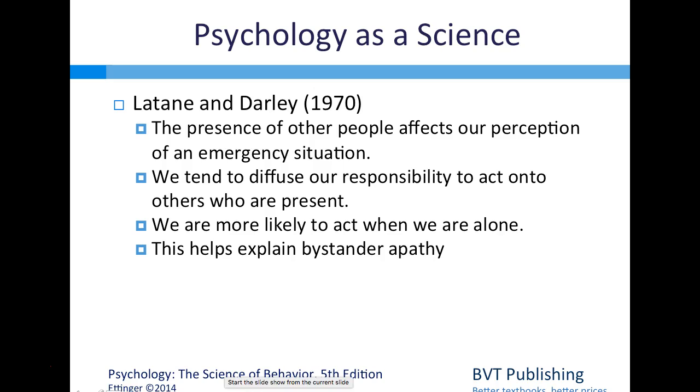It turns out from this research that the presence of other people affects our perception of an emergency situation, and we tend to diffuse our responsibility to act in an emergency to others who are present. So instead of more people meaning people will be more active in noticing or deterring an emergency, the opposite is true. People who are on their own are more likely to intervene in an emergency than a group of people. This experiment helps explain bystander apathy.